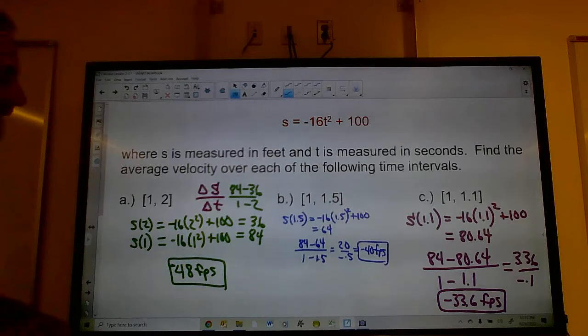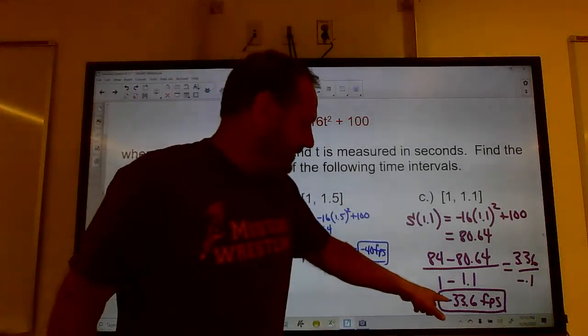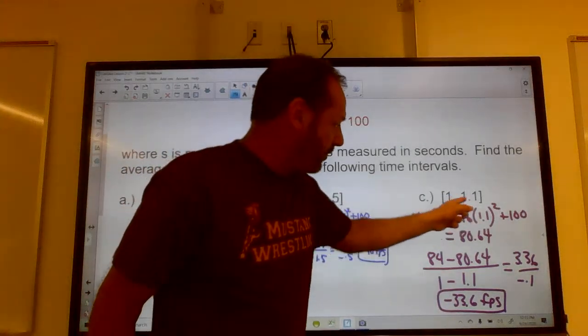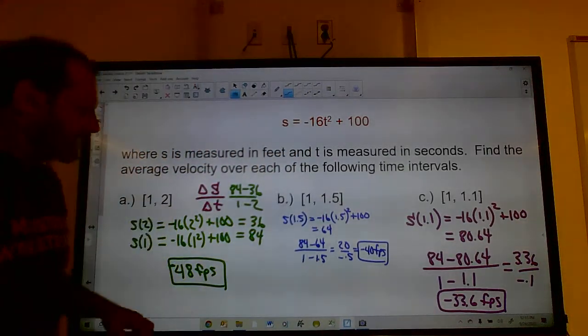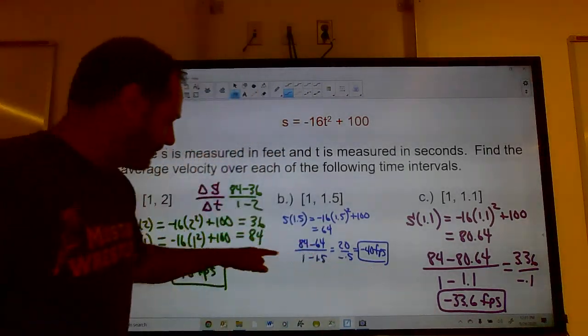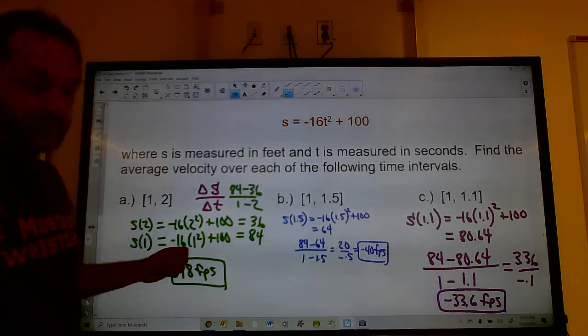Okay, so what does that mean? You can see that it's falling. This was 0.1 second. This is 0.5 seconds. This is 1 second. It's speeding up, but it's getting closer to the ground, so it's negative.